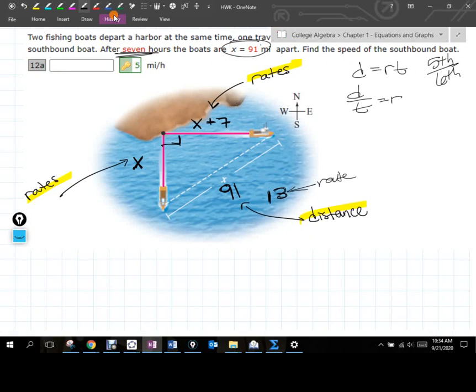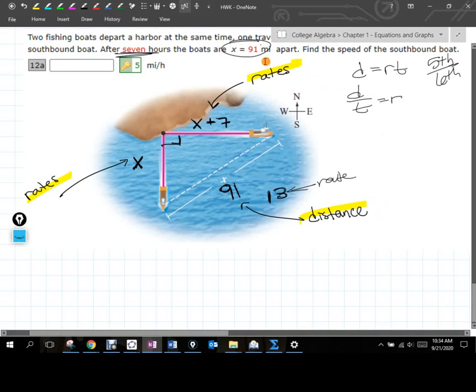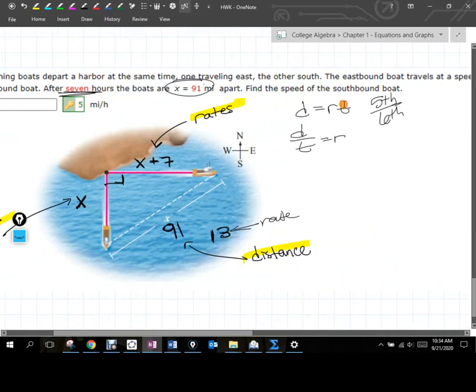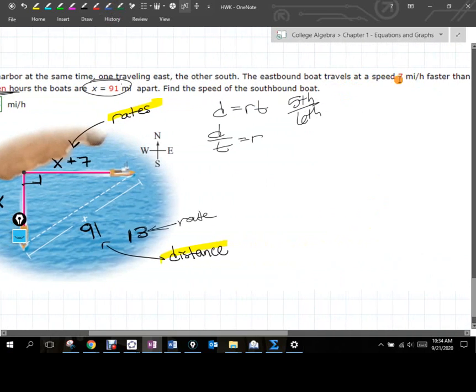After 7 hours we have 91. So are you asking why I divided 91 by 7? Because the eastbound boat travels 7 miles per hour faster.